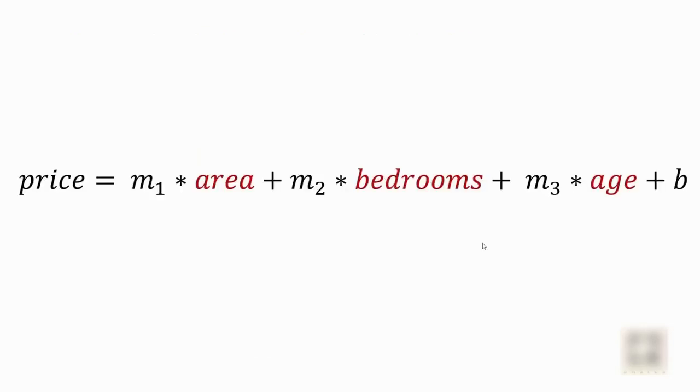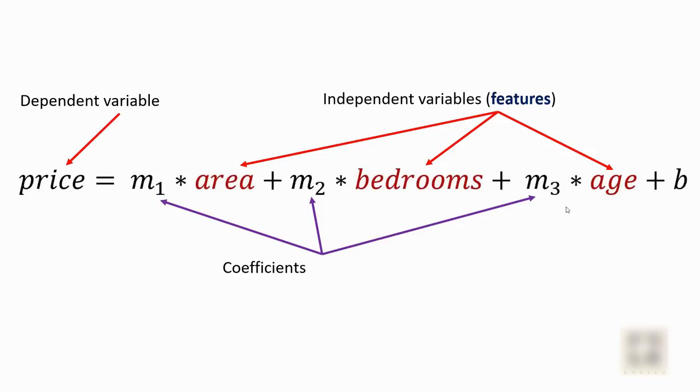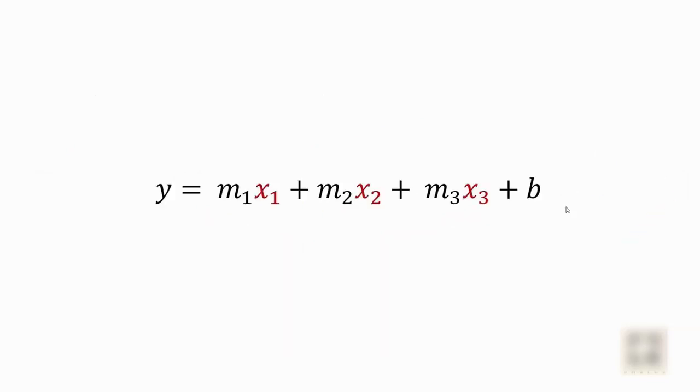If we go into a little bit of math, then our linear equation will look something like this, where price is dependent on three factors: area, bedroom, age, and these three factors are called independent variables or features. Features is a term that you will hear often while going through machine learning material. It is nothing but an independent variable, and the price is a dependent variable. M1, M2, and M3 are called coefficients, and B is an intercept. It can be generalized into this equation where you can have n number of independent variables. I just have 3 here, but you can have more than 3.